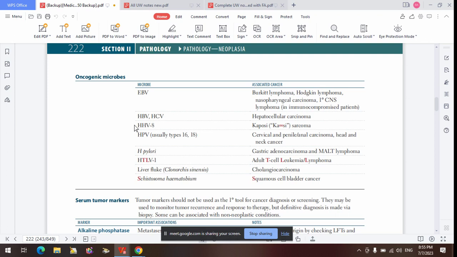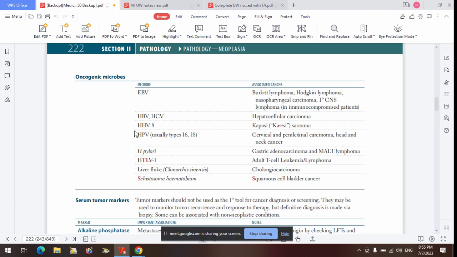H. pylori can also cause gastric adenocarcinoma as well as the MALT lymphoma of the stomach. Human T lymphotropic virus can cause T cell leukemia, so adult T cell leukemia or lymphoma. Then I talked about the liver fluke, which likes staying where there is bile, so it can cause a tumor of the common bile duct, which is cholangiocarcinoma.